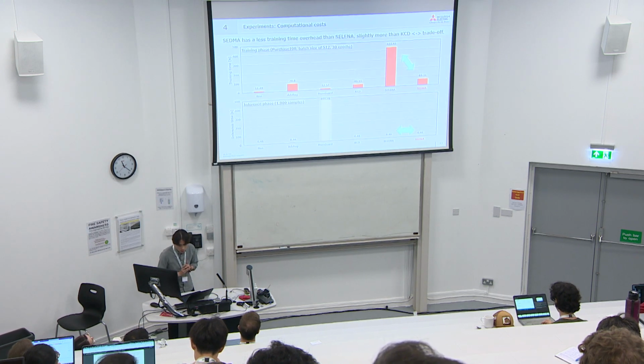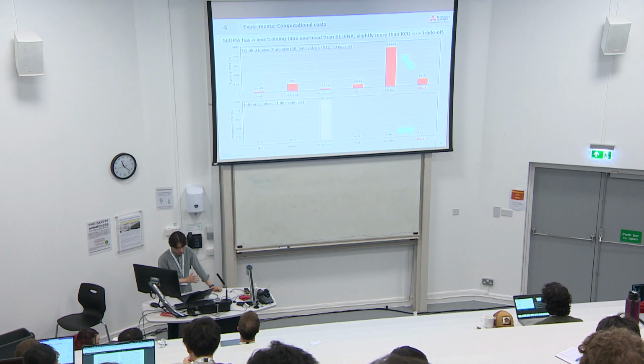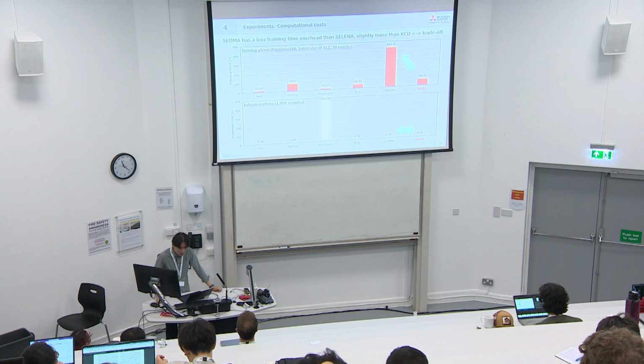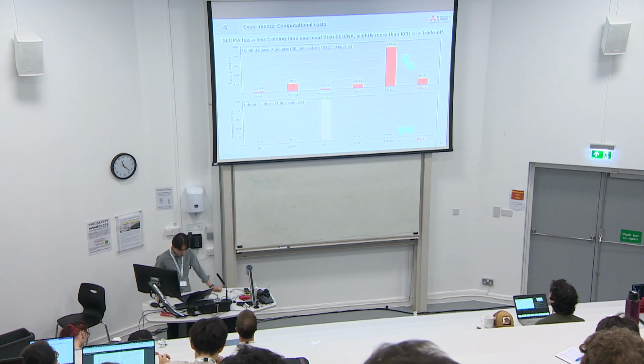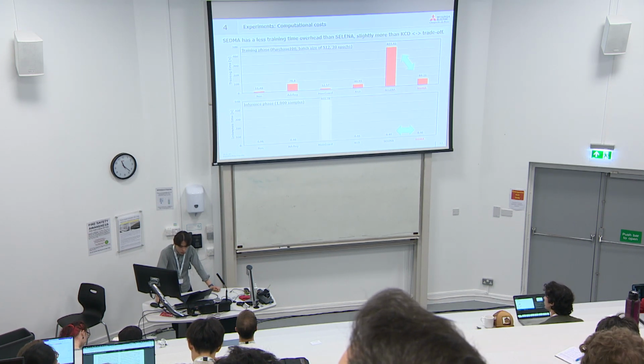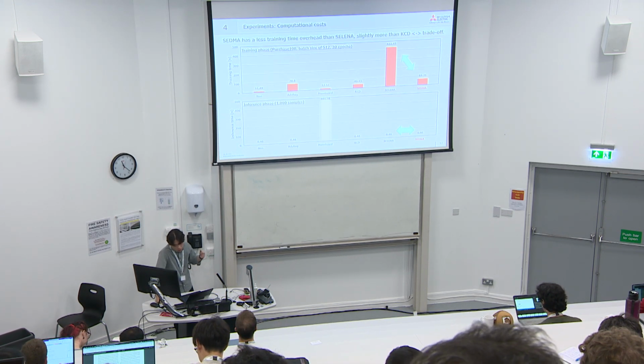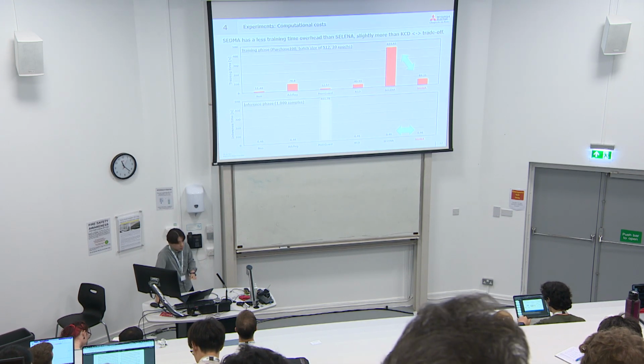Also, this graph shows the processing time during the training phase and inference phase. SEDMA has less training time overhead than SEDMA, but SEDMA, our defense, is slightly more than KCD in the training phase, but SEDMA has a superior privacy-utility trade-off performance than KCD.